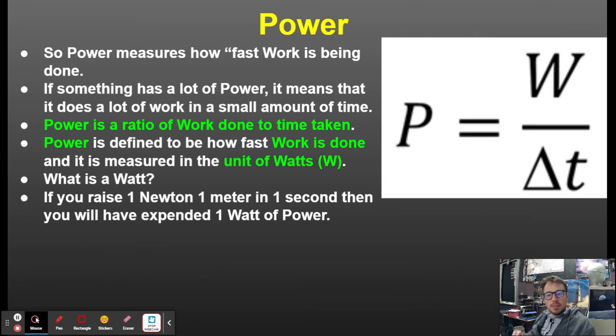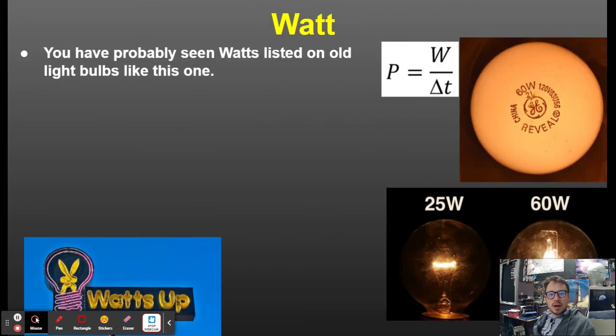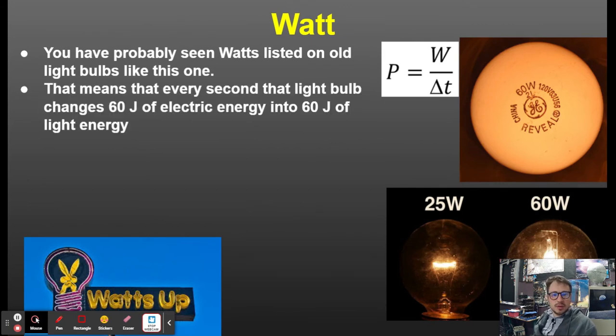So if you apply a force of 1 newton over 1 meter for 1 second, you have delivered 1 watt of power. You've probably seen the watt on a light bulb. Think about it this way: if you have a 60-watt light bulb, that means every second that light bulb is changing 60 joules of electric energy into other forms of energy, like heat and light. Now, 25 watts is going to be a lower rate. I like to think of it as how fast it's changing and transforming that energy.